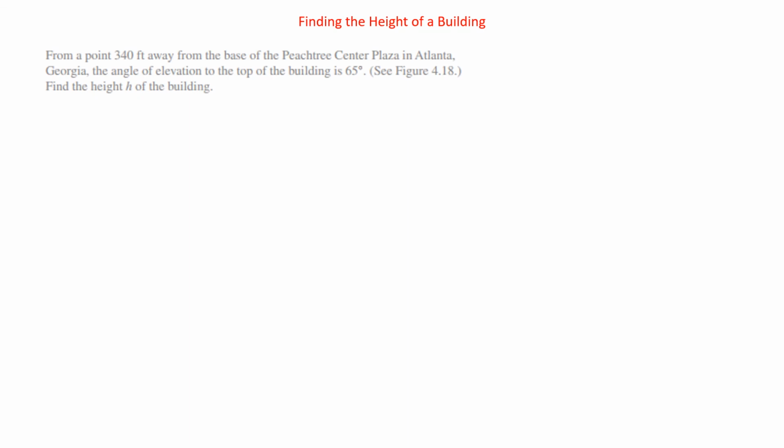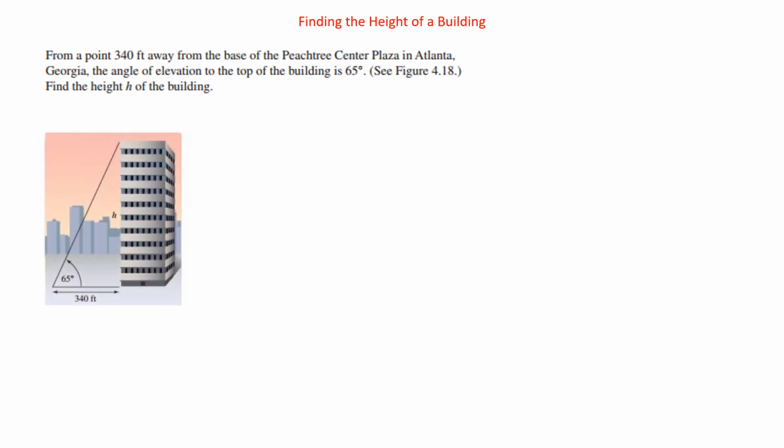So to find the height of a building, let's say that from a point 340 feet away from the base of the Peachtree Center Plaza in Atlanta, Georgia, the angle of elevation to the top of the building is 65 degrees. See the figure? There's a figure. Find the height h of the building.